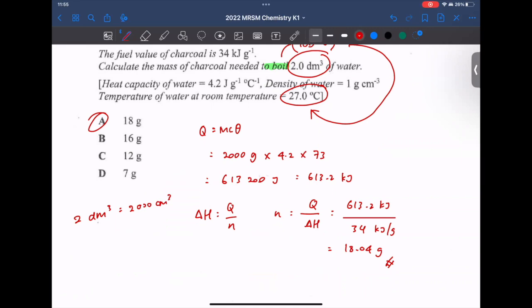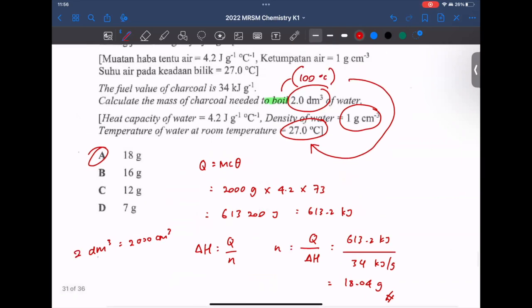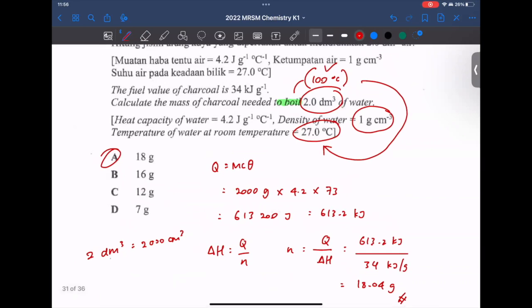And if it's 2000 cm³, it means it's 2000 grams because it's 1 gram per cm³. So M is 2000 grams. And then C is constant, 4.2. And then theta is the change in temperature. So you have 100 degrees Celsius final temperature minus 27 degrees Celsius of the water initially. So it becomes 73 degrees Celsius. So 2000 times 4.2 times 73. So you get 613,200 joules. Then you convert it to kilojoules, which is now 613.2 kilojoules.